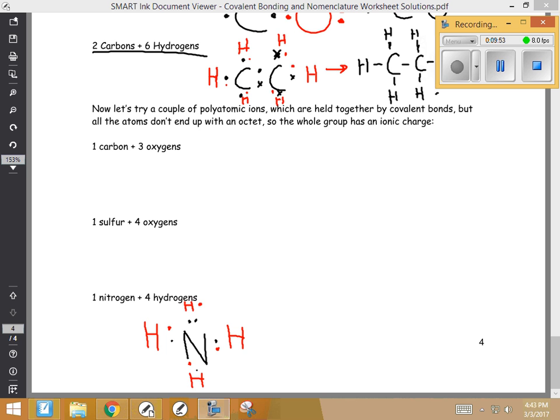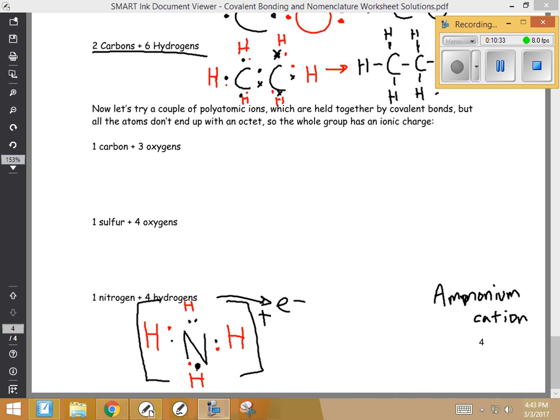All the hydrogens have two electrons, and the nitrogen has eight, but there's an extra electron over here, okay? An extra electron. What happens to that electron? Well, this polyatomic group has to lose that electron, which gives this group a plus charge, a positive charge. That electron's gone now. And this is known as the ammonium, I think it's two M's, ammonium cation. It's a polyatomic ion that we use in ionic bonding.